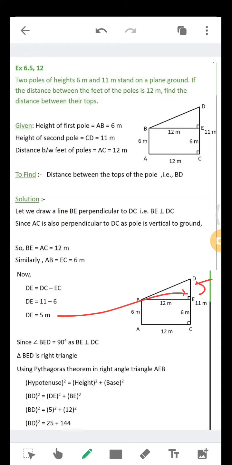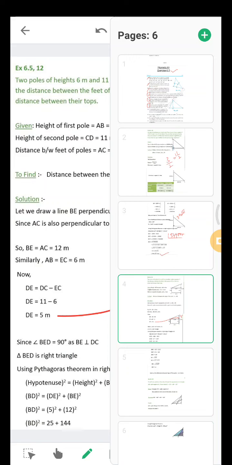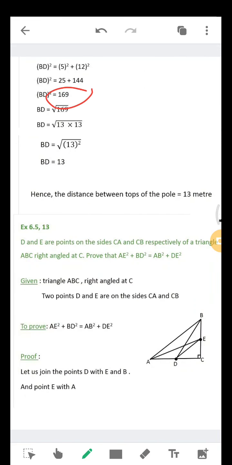This is 5 meters and this is 6 meters, so total will be 11. So 5 square plus 12 square, that is 25 plus 144, and that gives you 169. So root of 169, when I remove the square from here, I get a root. You know that very well. So BD is equal to root 169, and that is 13. So the distance between the tops of the poles is equal to 13 meters.